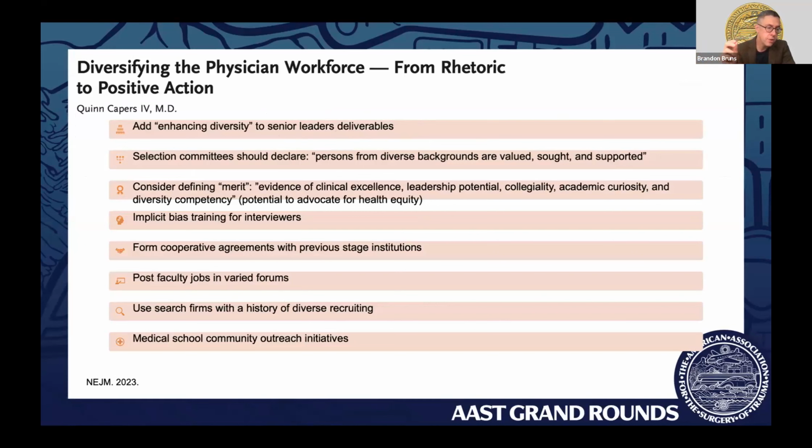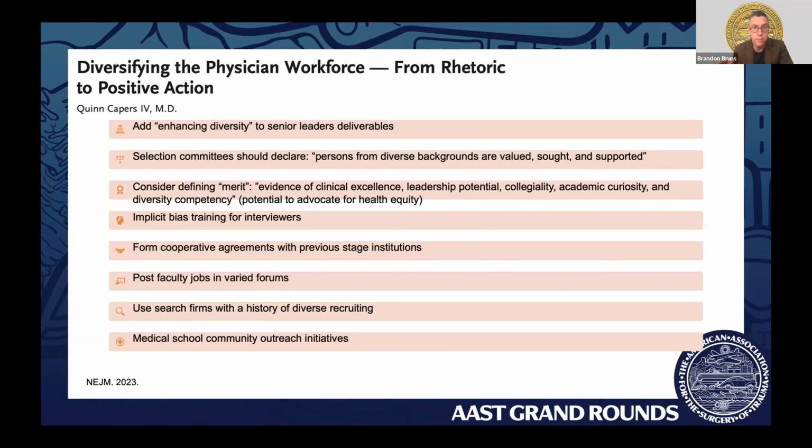You can make diversifying an actual deliverable for senior leaders in an organization. Search committees should declare diversity as a clear priority. When looking at candidates' merit, you can include the potential to advocate for health equity as one of the things that you are evaluating. I think this fourth one is very important.